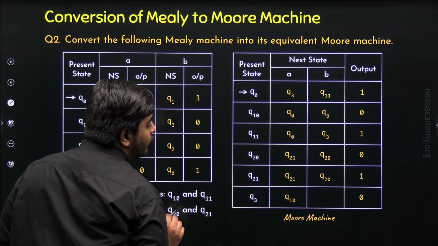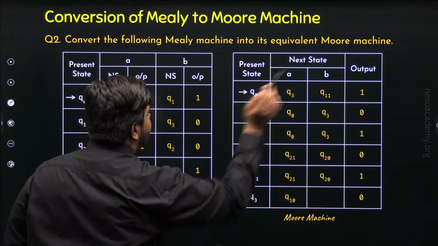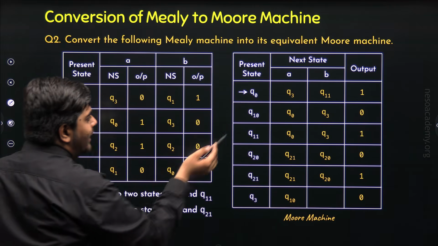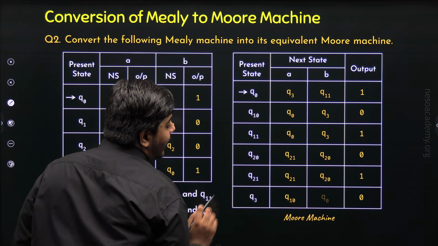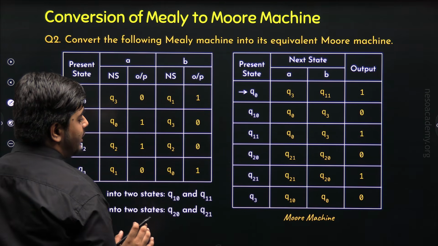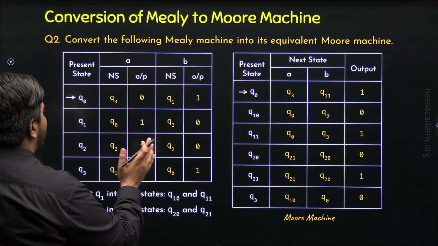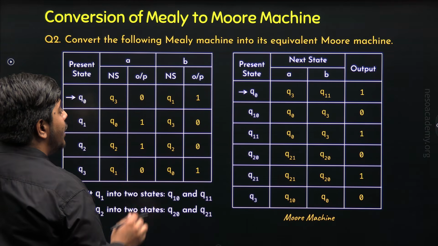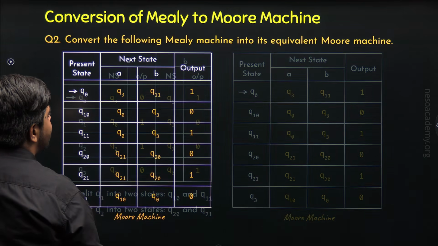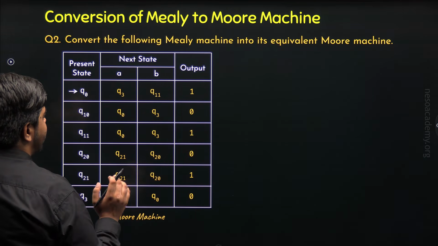So here we will write Q10. Now Q3 on B. Q3 on B is giving us Q0, and Q0 is a state, so we can write Q0. In this way, we have got our Moore machine transition table that we have converted from our Mealy machine transition table based on some predefined process. So this is the Moore machine transition table that we have received.